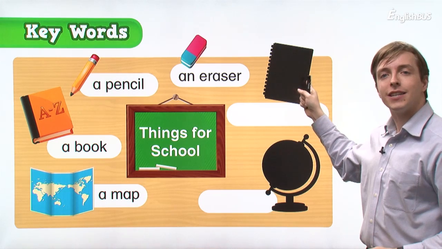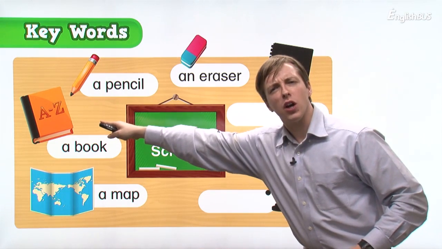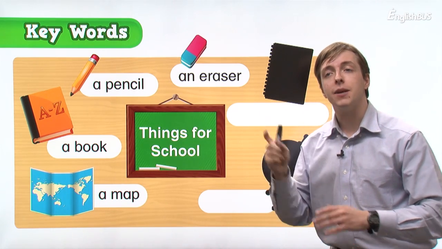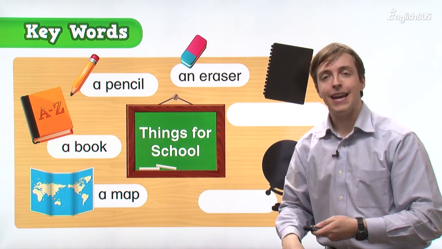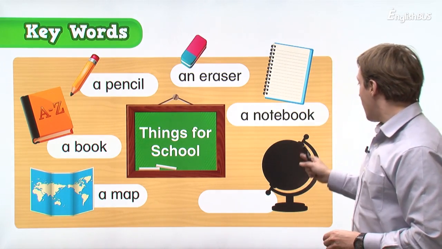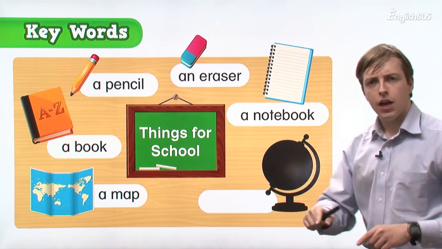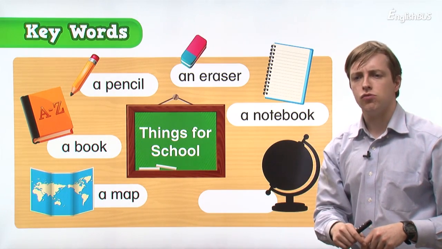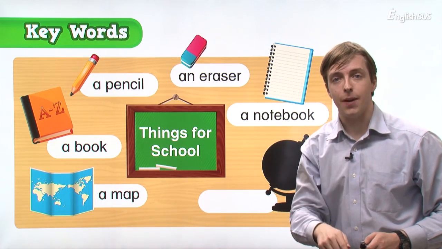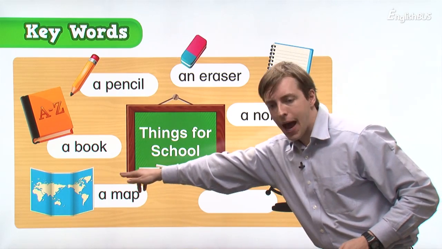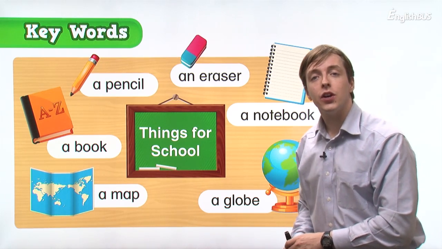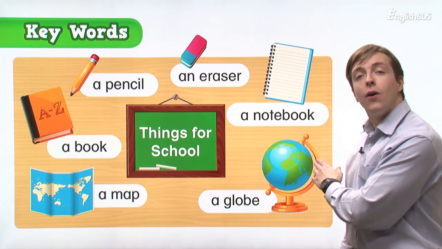Now, let's look at this here. It looks like a book, doesn't it? But this is a bit different than a book. This is a book that you write things in. It is a notebook. Now finally, we have this here. Is this a rectangle? No. It is kind of a circle shape, isn't it? It's like a map, but different. It is a globe. This shows a complete picture of our Earth.